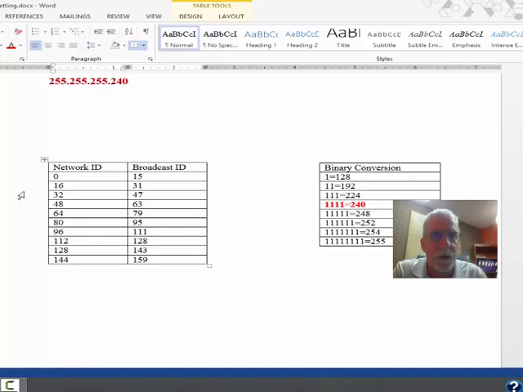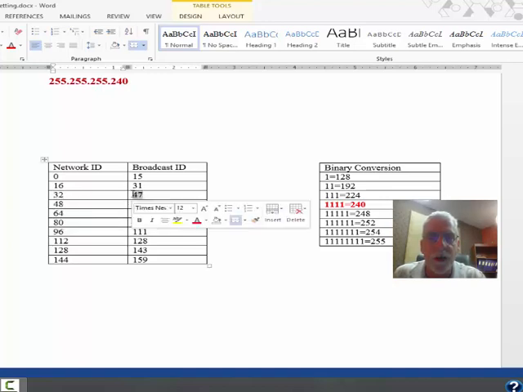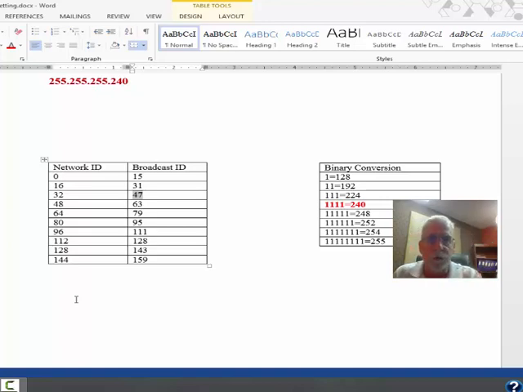That's your network IDs. Now, every network ID also has a broadcast ID. The broadcast ID is one less than the next network ID. Here you'll see my network ID is 0. My broadcast ID for that network is 15. Why? Look at my next network ID. My next network ID is 16, and its broadcast is 31. My next network is 32. Its broadcast is 47. And you just carry that down through all 10 subnets. This process works for any amount of subnets that you would need to configure.